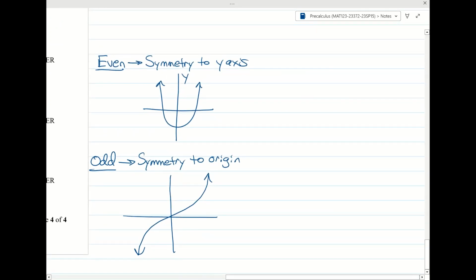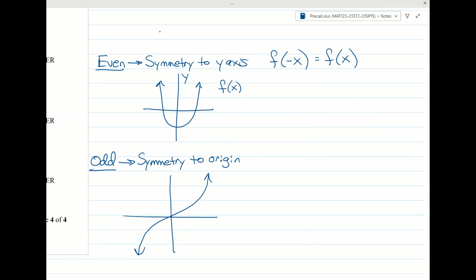If a graph is even, if you were to plug in negative x for all the x's, you get the same exact equation back. So for example, if this is the graph f of x is equal to x squared plus 1, plug in negative x for all the x's, negative x squared plus 1 is just x squared plus 1. Obviously, these are exactly the same thing, which is why this graph is even. That's the test to figure out if it's even.